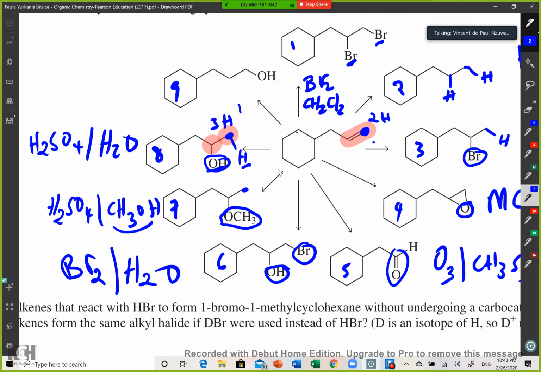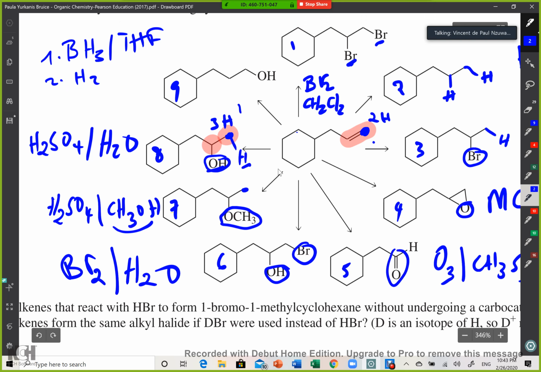Number 9 is an anti-Markovnikov product. And the only anti-Markovnikov reaction that we've done in class is BH3 in the presence of THF and these reagents. That's the only anti-Markovnikov product that we know in class.